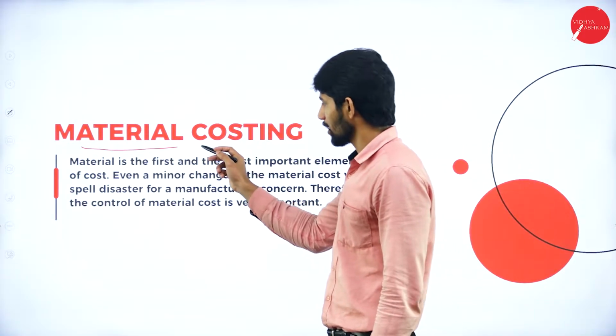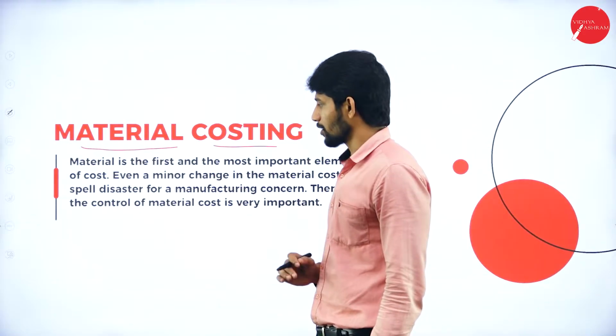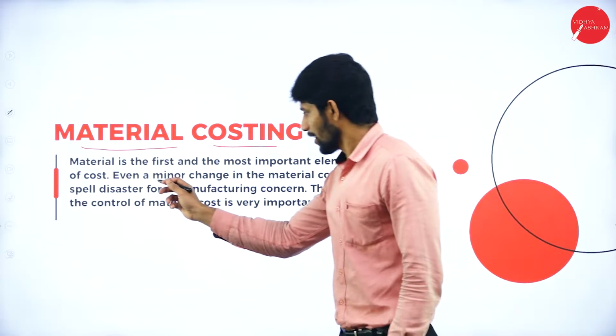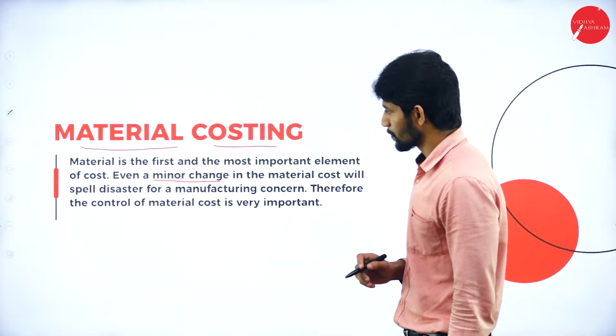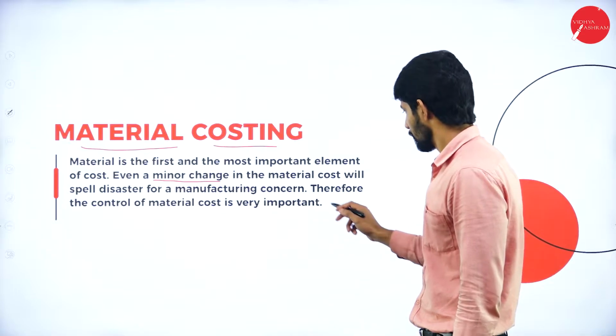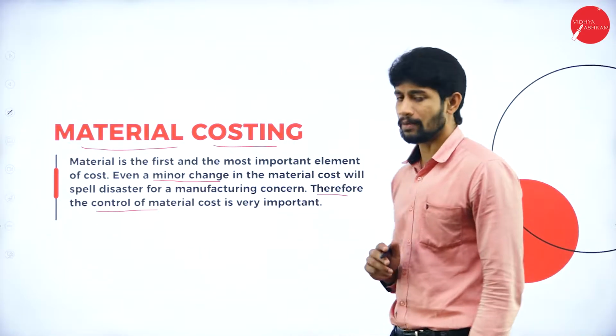So what is material costing? Material costing is the first and the most important element of cost. Even a minor change in the material cost will spell disaster for a manufacturing concern. Therefore, the control of material cost is very important.